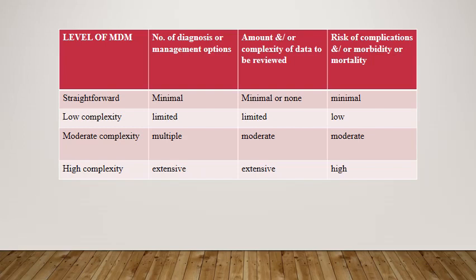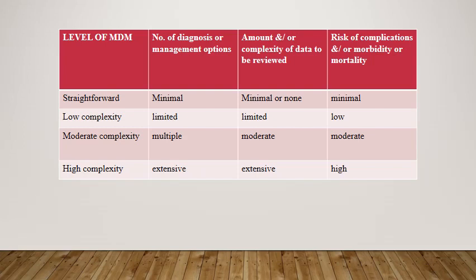These 3 elements of MDM are: first one is number of diagnosis or management options, second one is amount and/or complexity of data to be reviewed, third one is risk of complications and/or morbidity or mortality. Those are the headings given in this particular table. Okay, so I will tell you what these elements mean.